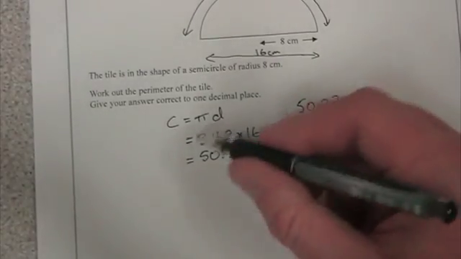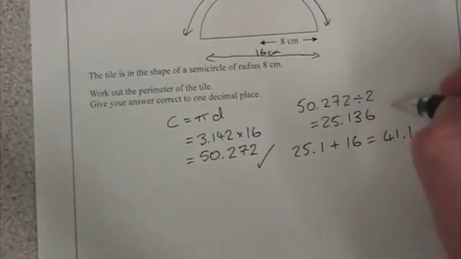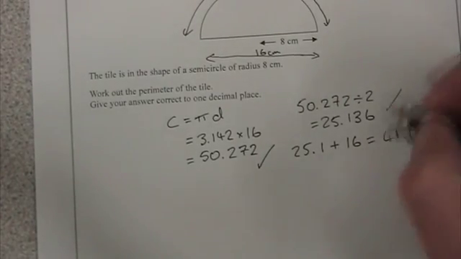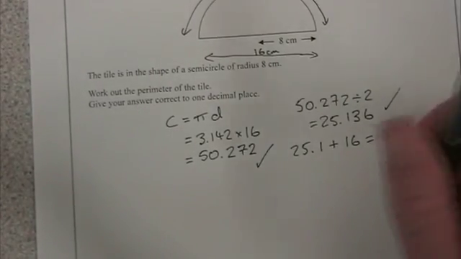So a mark for getting the circumference of a whole full circle, a mark for dividing it by 2, and then a mark for adding it to the 16 and getting that 41.1.